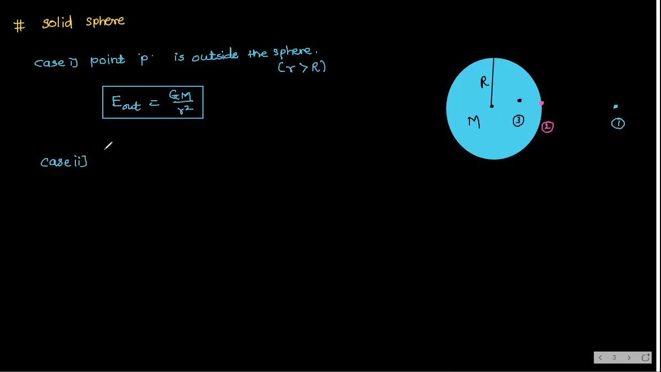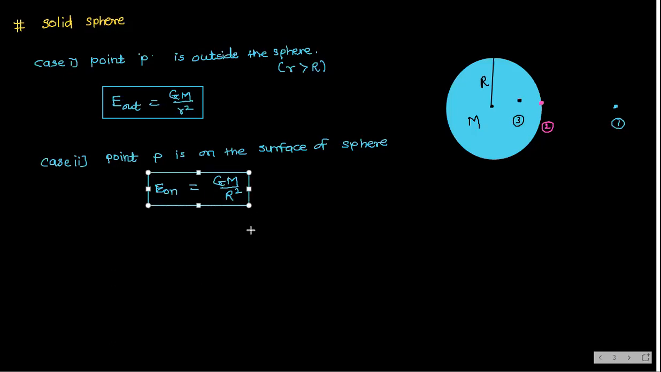Case number 2. Suppose point P is on the surface of the sphere. What is the gravity value here? Tell me, what is the gravity formula? G M by r square. Yes or no? Same as we are getting now. Yes. Clear? Yes, sir.